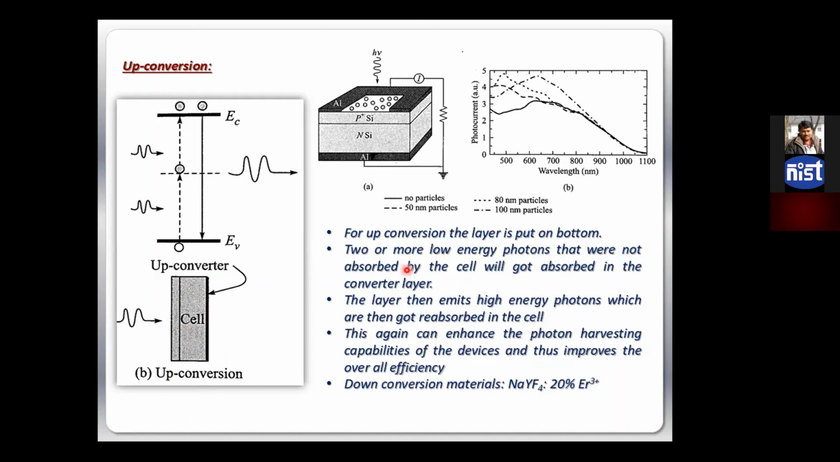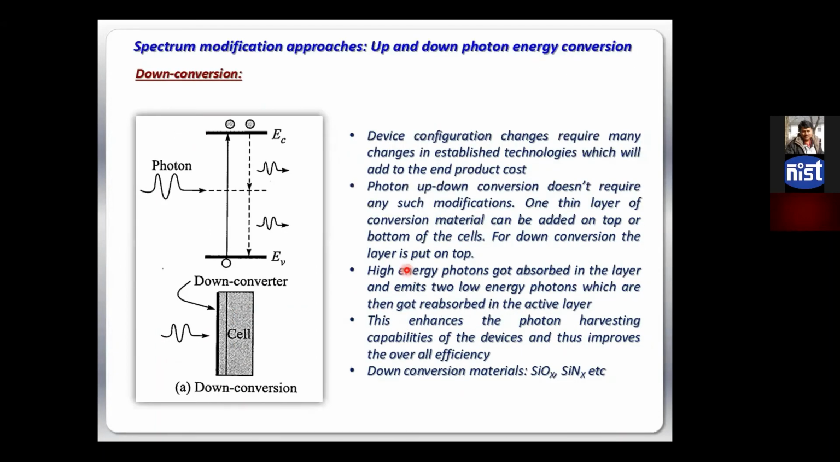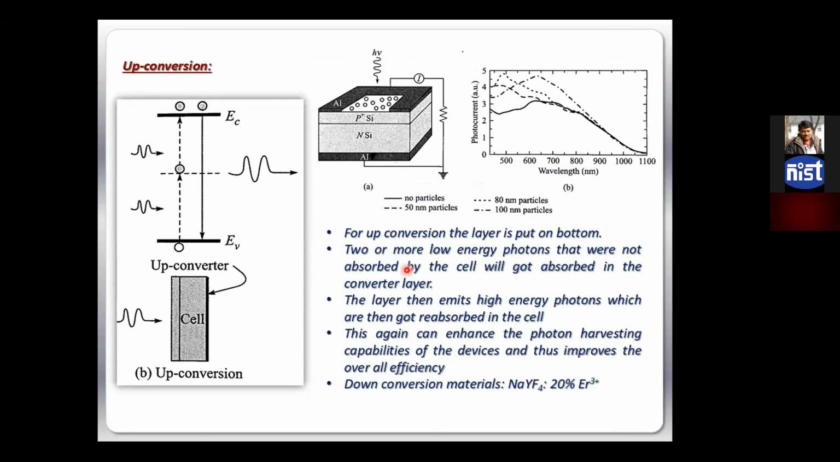Anyway, we do have some materials like silicon oxide, silicon nitride, and this NaYF4, and these are some typical results where you can see the spectral matching is getting broadened. This was the typical cell. Then with up and down conversion, the photocurrent generation versus wavelength becomes so flat and broadened because of the conversion. Now the same cell has broader responses, right?